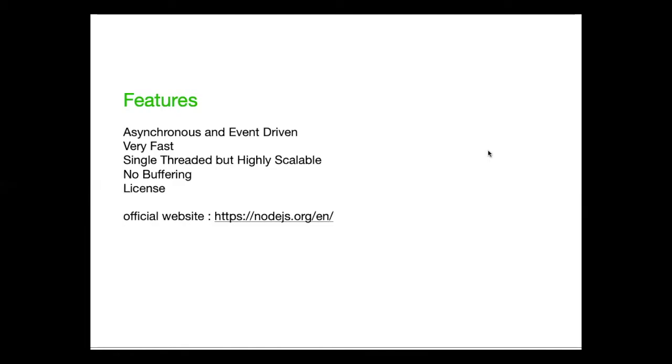And it is single threaded but highly scalable. That is the third feature of Node.js. Node.js uses a single threaded model with event looping. Event looping is the term to remember. The event mechanism helps the server to respond in a non-blocking way and makes the server highly scalable as opposed to traditional servers, which create limited threads to handle requests.